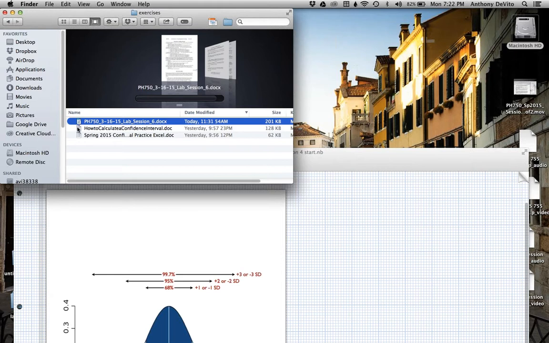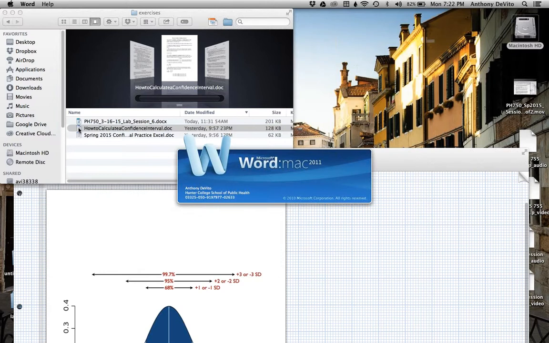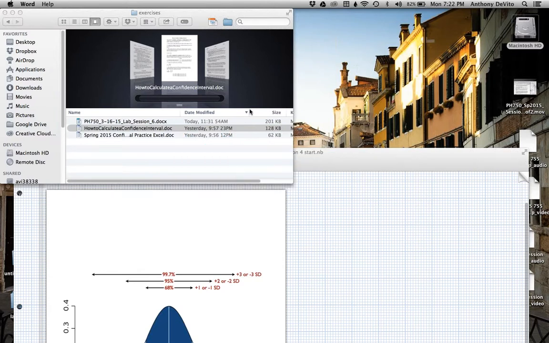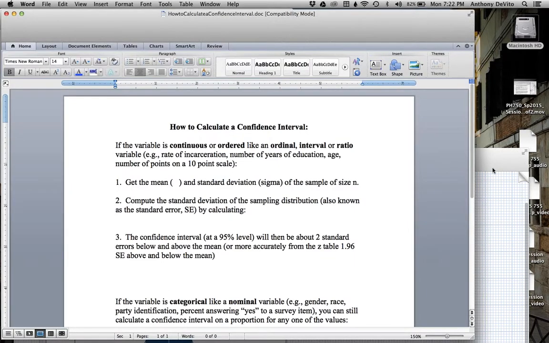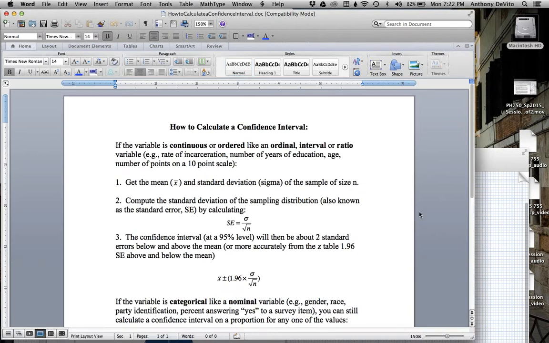document or a PDF file, whichever one you want to open. And this document says how to calculate confidence intervals. Okay, so I'm going to open that one first. Okay, so you guys online should be able to see that also. Okay, good.